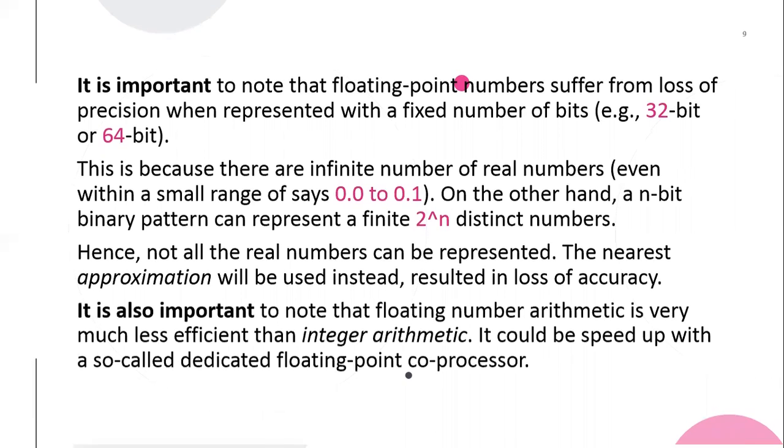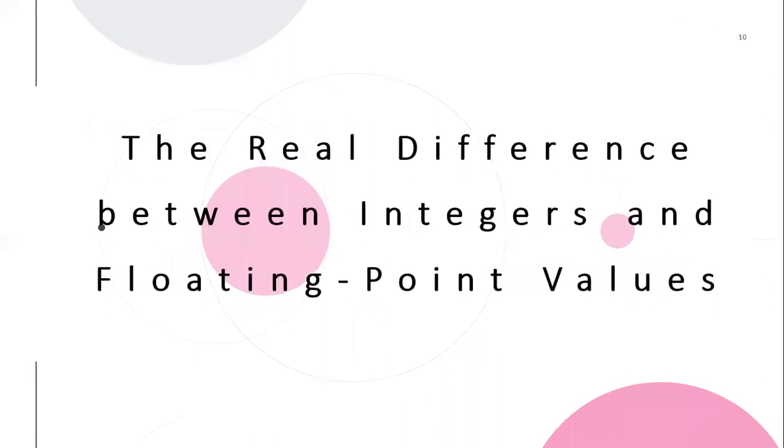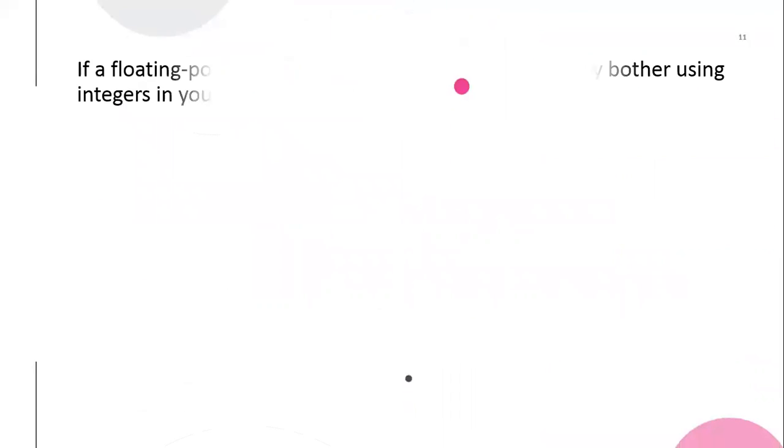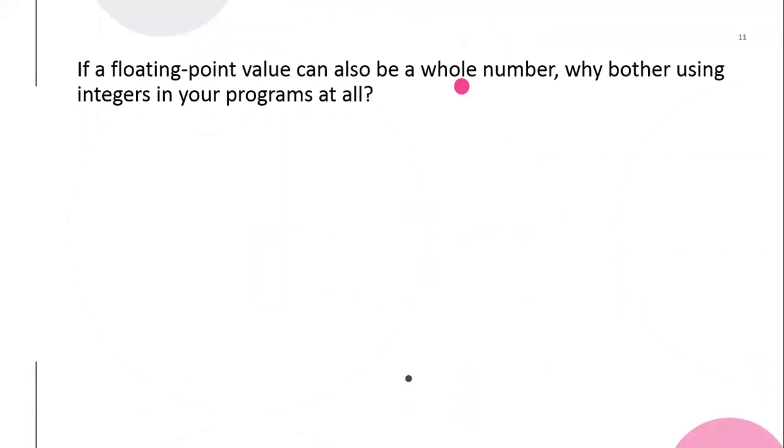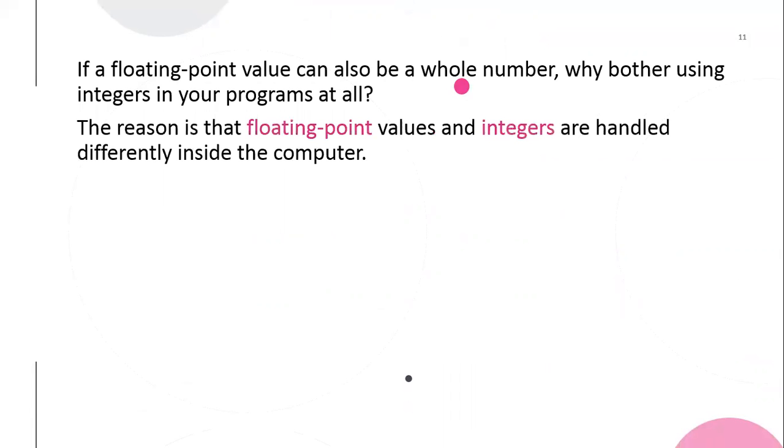Now I want to explain the real difference between integers and floating point values, so you are clear on what they are. Let's start. A floating point value can be a whole number, so why bother using integers in your programs at all? Why can't we do that? The reason is that floating point values and integers are handled differently inside the computer.